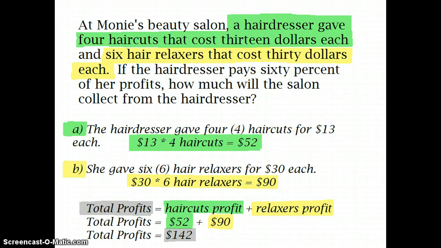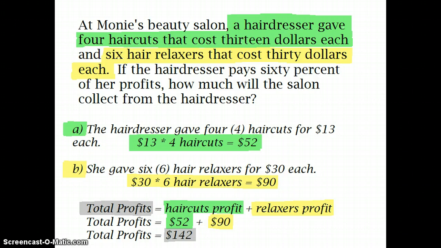Secondly, she gave 6 hair relaxers for $30 each. In our problem, we know that the relaxers cost $30 and that the hairdresser gave 6. I will multiply $30 times 6, and that will equal $90.